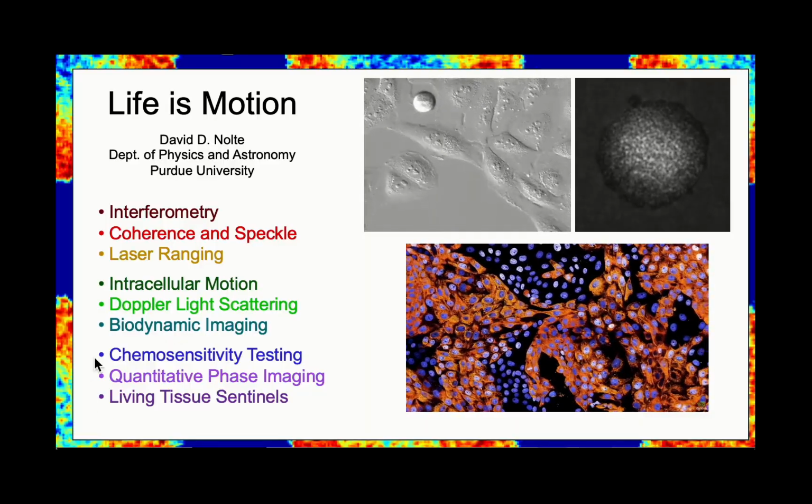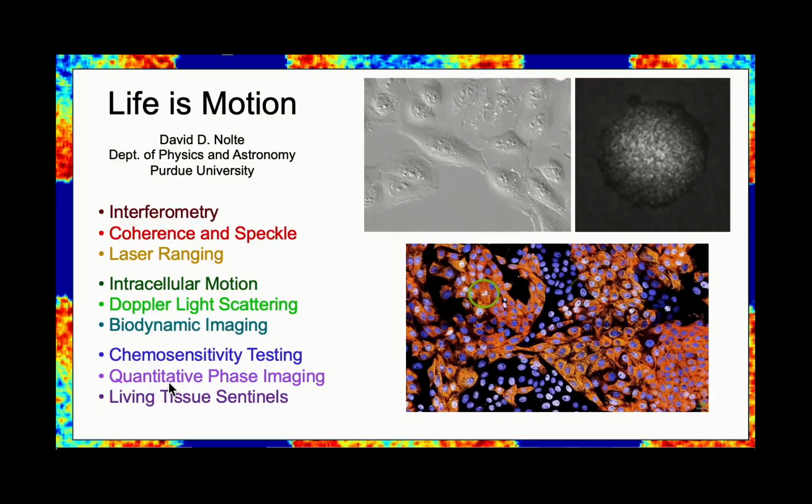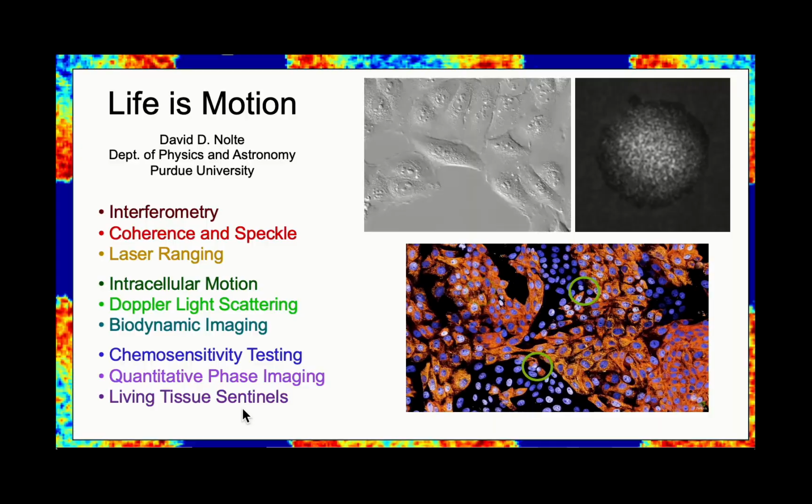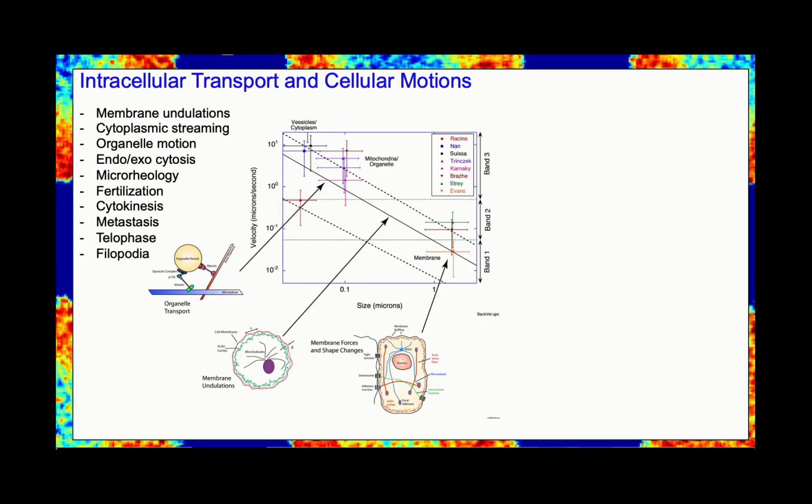And there are a range of applications I'll talk about: chemosensitivity testing, mostly for cancer, then quantitative phase imaging, and also living tissue sentinels. So this is the parameter space that we're dealing with.